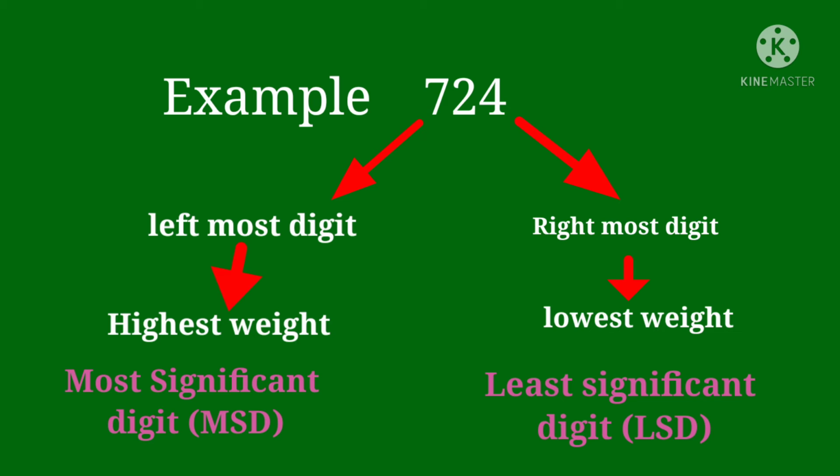Suppose we take the example 724. The 7 digit has the highest value, and the 4 has the least value. You can say 4 is the least significant digit and 7 is the most significant digit. So this is the decimal number system.